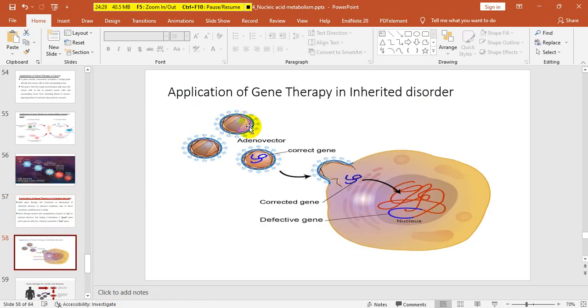So application of gene therapy, we have adeno vector. We put a correct gene inside. We'll put it inside the body. This is a vector. A vector is just a carrier. So adeno vector will carry a correct gene, go and put it in somebody who is suffering from cancer or something. It will go and incorporate into the person's DNA. So the correct gene will go and insert into the DNA. Then the defective gene. So we have the correct gene, that's the blue. It will go and correct the defective gene.